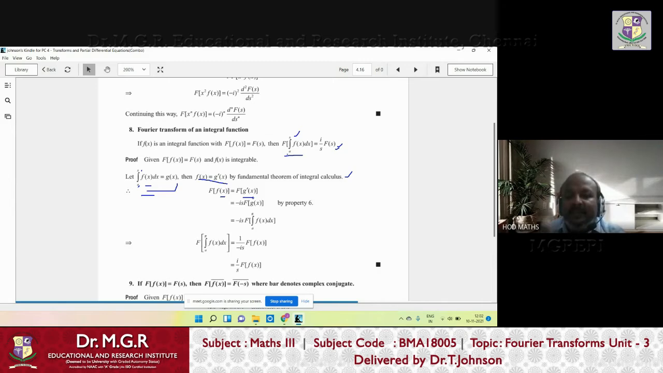But just now we have seen in property number 6 that the Fourier transform of the derivative of any function can be written as is times F of s.